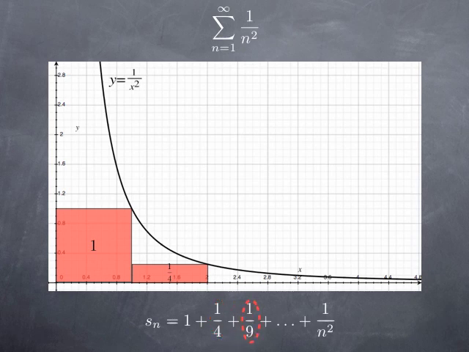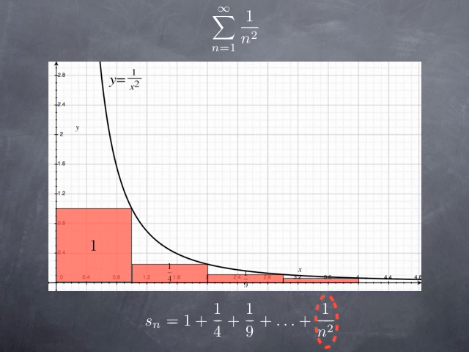And then similarly, 1/9 corresponds to the area of the rectangle with one side along the x-axis on the interval from 2 to 3, and the height given by the value at 3, that is at the right hand point of the interval, which is 1/9. And we keep doing that until we get to 1 over n squared.